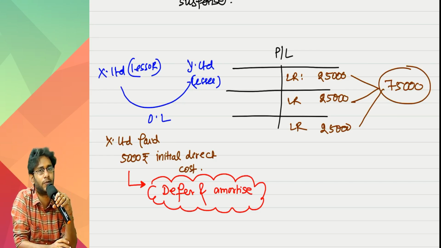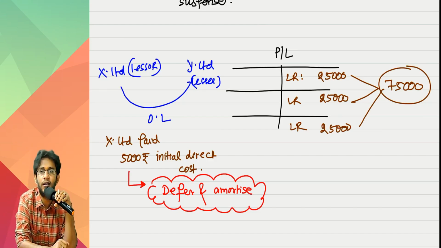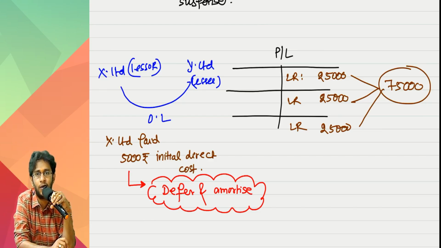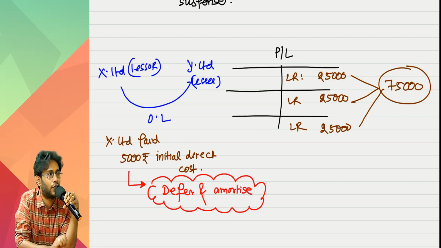Sir, in the entire Ind AS, defer and amortize cases are very, very few, because deferred revenue expenditure concept is an outdated concept. You know where it is there other than this? Ind AS 115, if you remember, contract costs we studied. Contract cost means cost incurred to obtain a contract and cost incurred for fulfillment of contract.